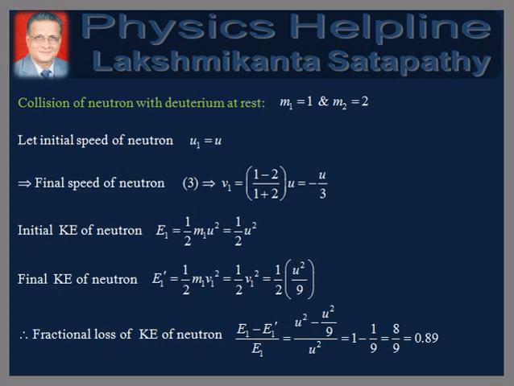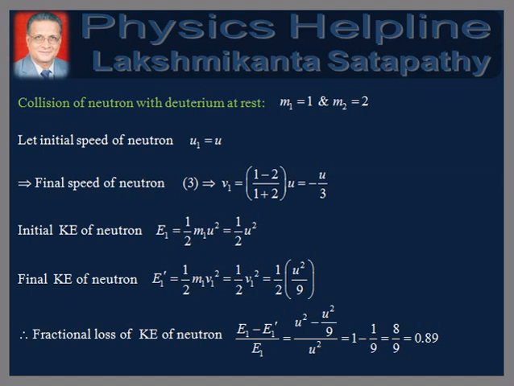First, let us consider the elastic collision of the neutron with deuterium at rest. Since mass of the neutron is 1 unit and that of the deuterium is 2 units, we have m1 equal to 1 and m2 equal to 2. Again, since u2 is equal to 0, let us put u1 equal to u. Putting these values in equation 3, we get the final velocity of the neutron, which is given by v1 equal to minus u by 3.